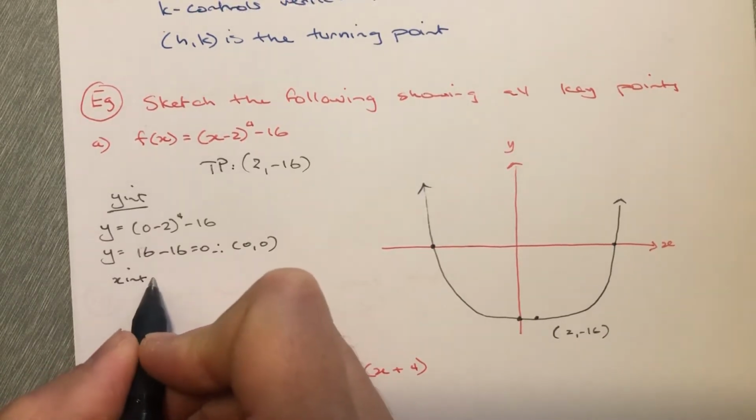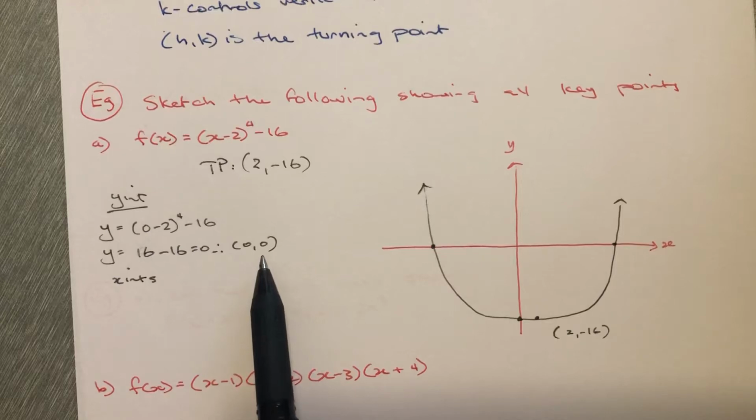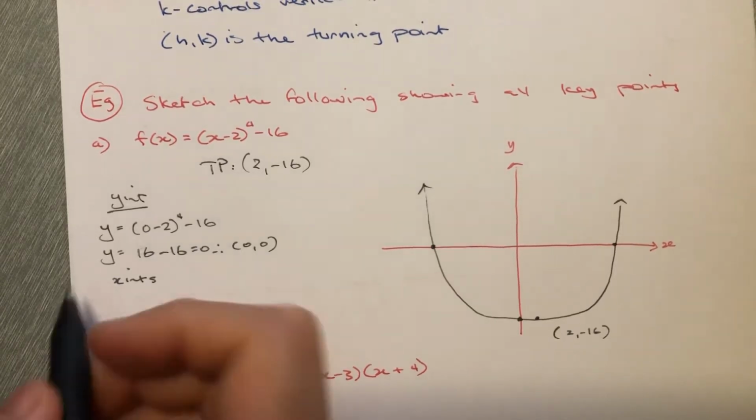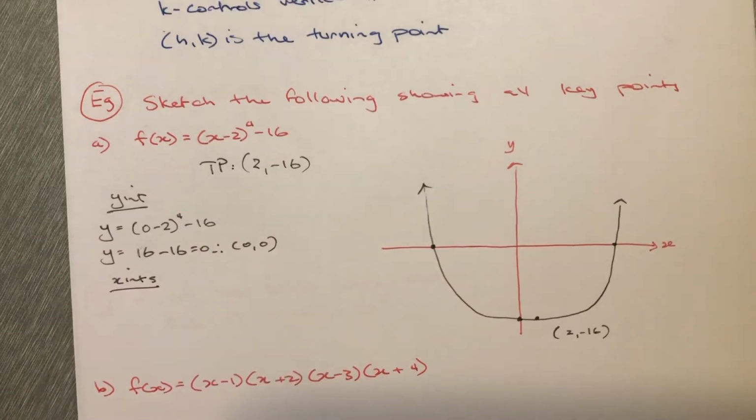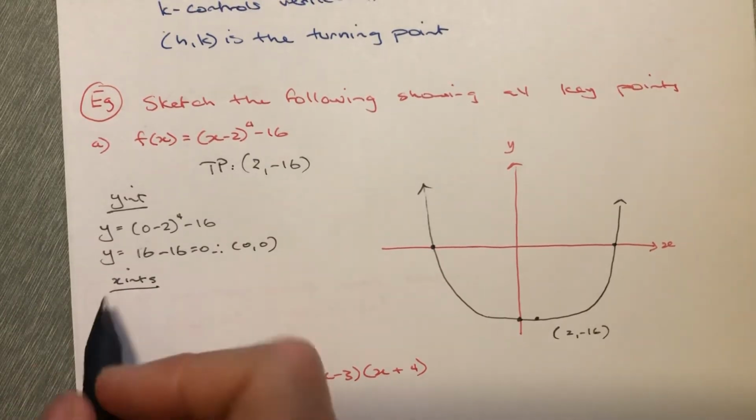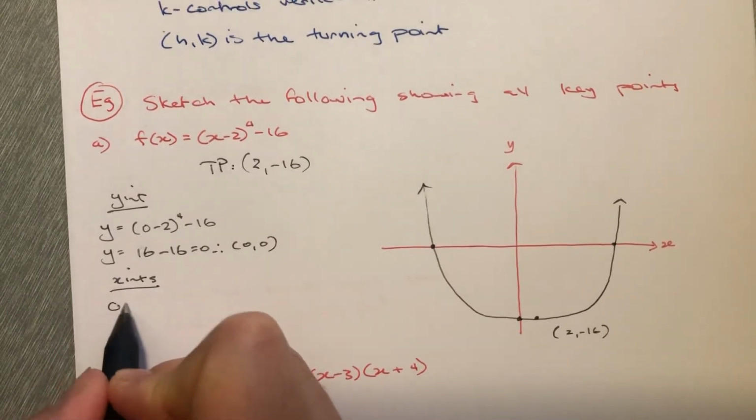And we want the x-intercepts. We can already see that one of the x-intercepts is going to be 0 because of this point here. But there's going to be another one as well. So let's find out what that one is. Let's make y equals 0.